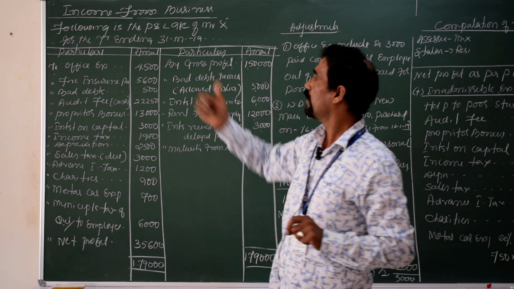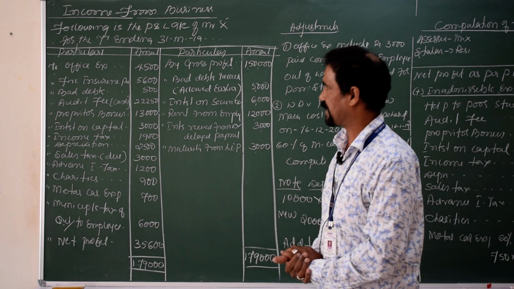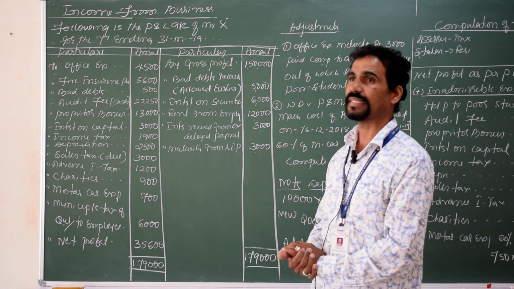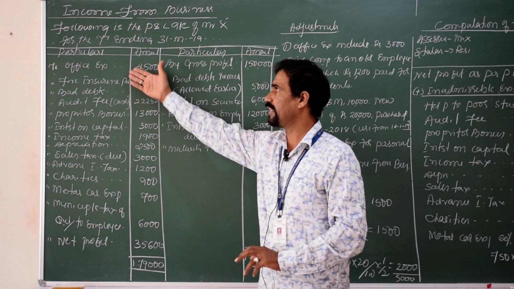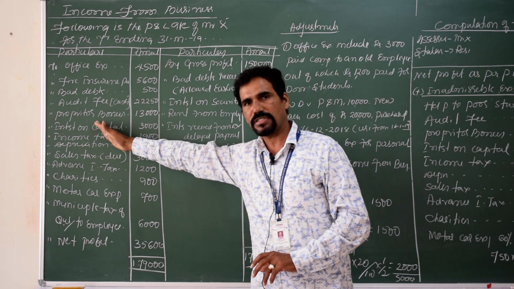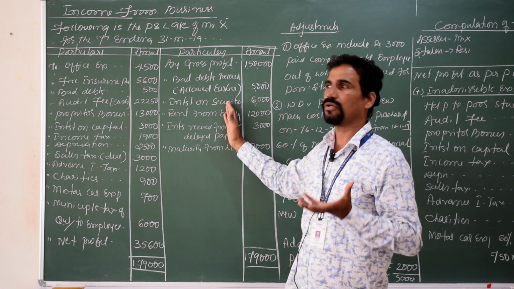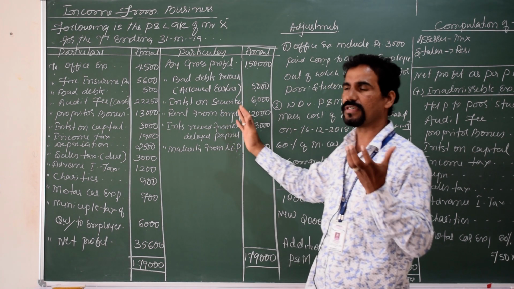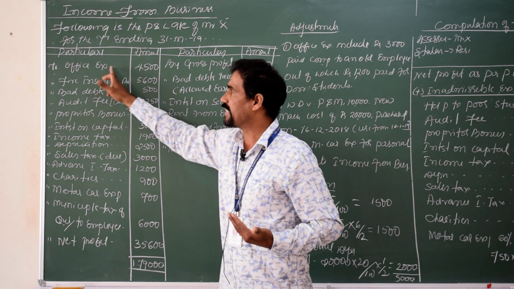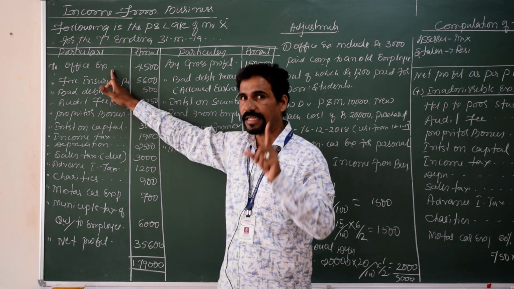Now, here is a problem. Following is the profit and loss account of Mr. X for the year ending 31st March 2019. Compute the income as per business and profession. See the debit column and credit column. Debit means all expenses, credit means all incomes and gains. Office expenses are 100% related expenditure for the business, but some adjustment is given, so check the adjustment.